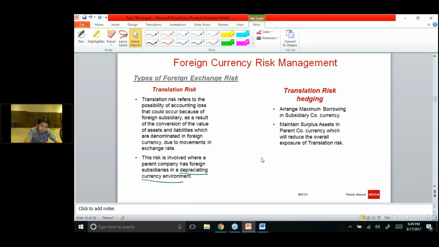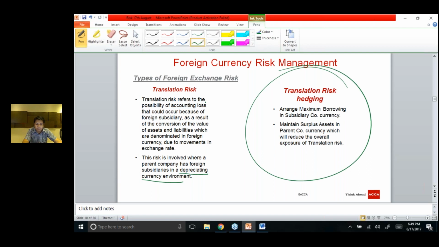So these are the hedging methods. Arrange maximum borrowing in subsidiary currency. And second one, maintain surplus assets in parent company currency, which will reduce the overall exposure of translation risk. Like in our example, arrange maximum borrowing in pesos and arrange maximum surplus assets, meaning only financial assets, in dollars.